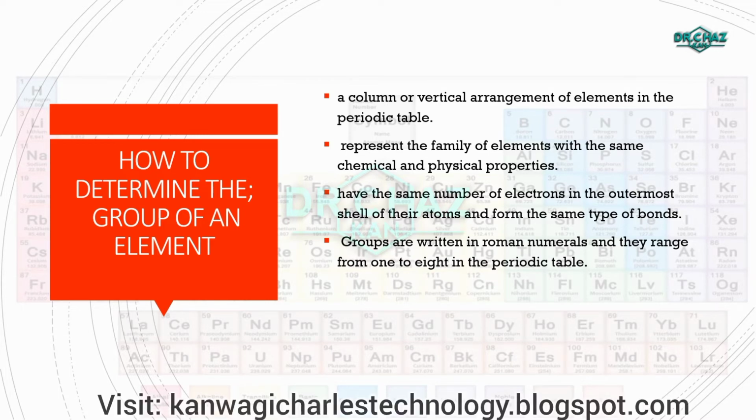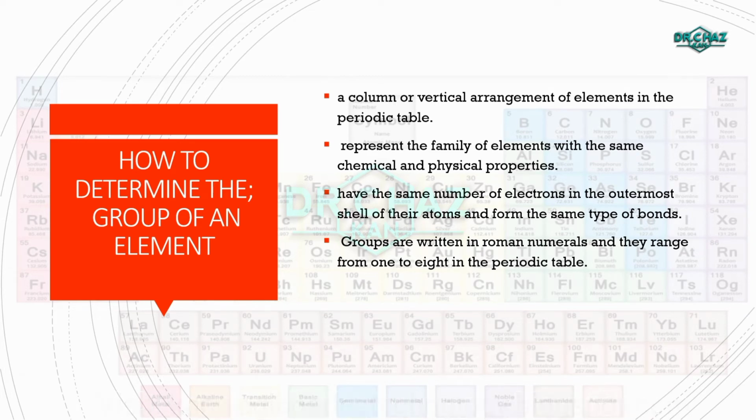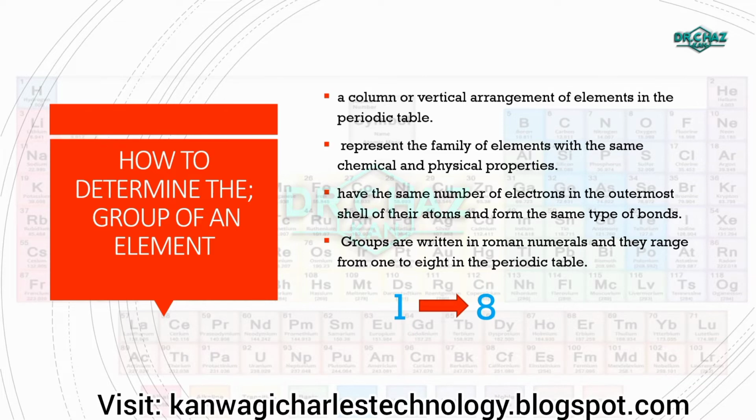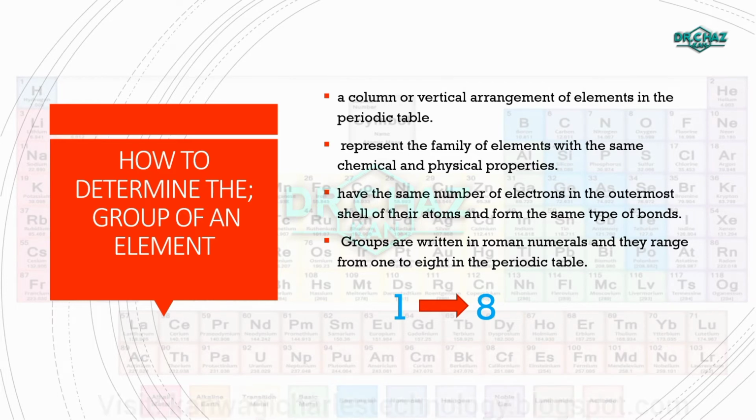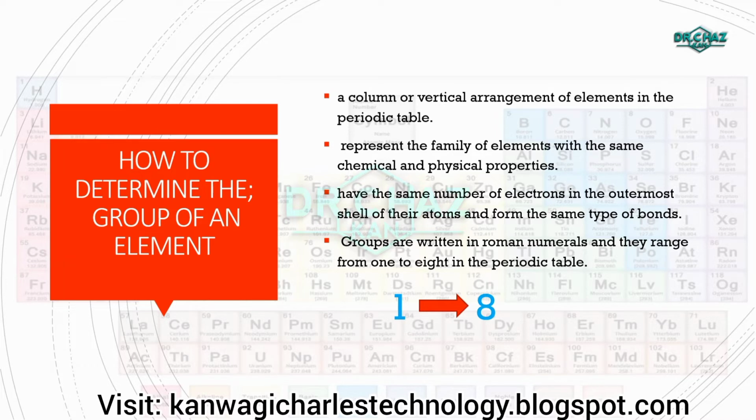Groups are written in Roman numerals and they range from 1 to 8 in the periodic table. So groups range from 1 to 8. There is no group that is beyond 8. All elements fall in those groups. It may be in group 1, group 2, group 3, group 4, or group 6, 7, or 8.